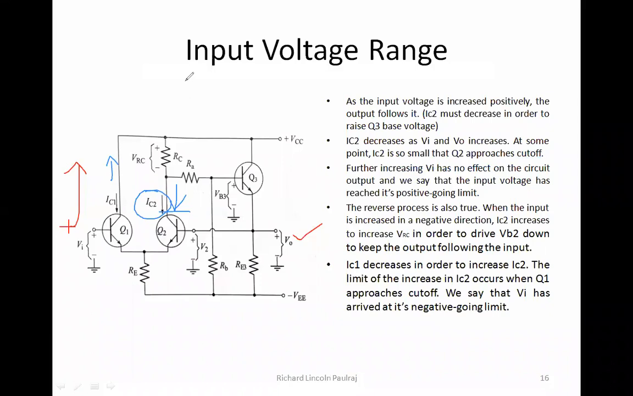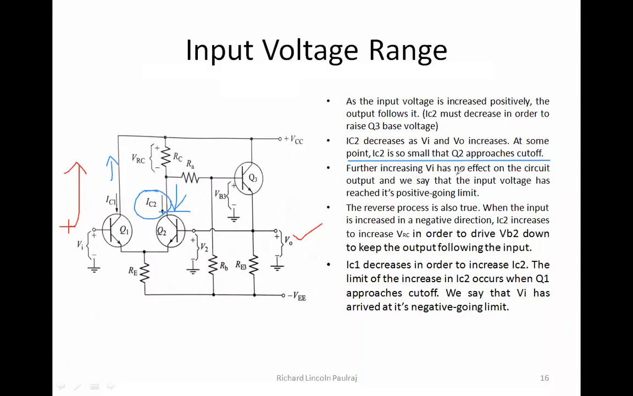So what is this cutoff? Cutoff, as I mentioned, is important. IC2 is so small that Q2 approaches cutoff. So it reaches cutoff, which means the minimum currents are in Q2. So it cannot go beyond that. It cannot become less than that, is what I'm trying to say.